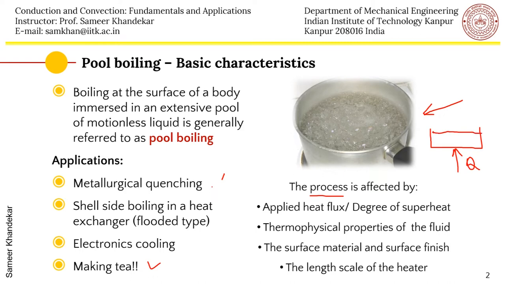The degree of superheat means the difference between the wall temperature and the bulk fluid temperature, which is the saturation temperature. Then the thermophysical properties of the fluid, naturally the surface tension and the specific heat. As we have seen, the Nusselt number will depend on the Prandtl number, the Jacob number, the Bond number, and the buoyancy number, which we studied in the last lecture. Also, the surface material and surface finish will affect the cavity size distribution, and therefore the number of nucleation sites and the pool boiling heat transfer. And lastly, of course, the length scale of the heater.